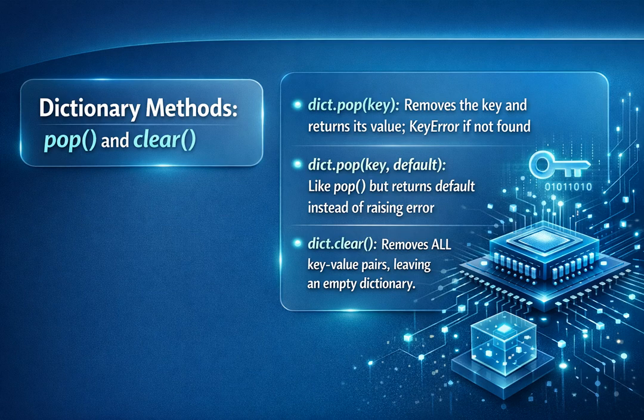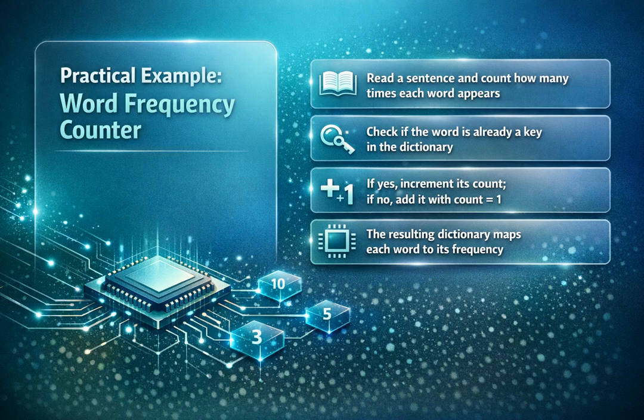The pop method removes a key and returns its value. If the key does not exist and no default was provided, it raises a key error. The clear method removes all key value pairs at once, leaving an empty dictionary. The dictionary itself still exists. It is just empty.